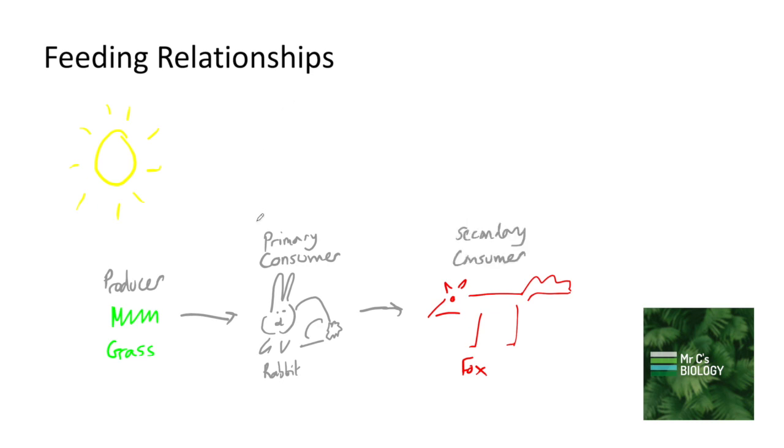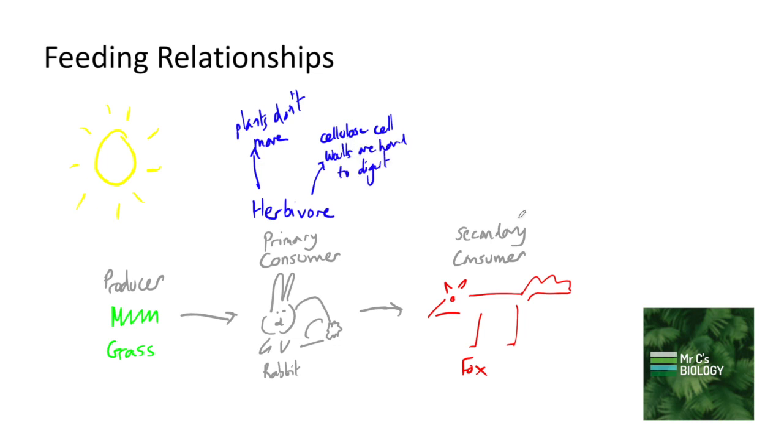Now, if an organism eats only grass and other plants, that would make them a herbivore. Now, there are some advantages to being a herbivore. Plants don't move, so they don't run away, but the disadvantages are that actually the cellulose, the cell walls, are quite hard to break down and digest, and so it is more difficult to get at the energy that the plants have. Now, a secondary consumer, if it eats other animals, then it's going to be a carnivore.